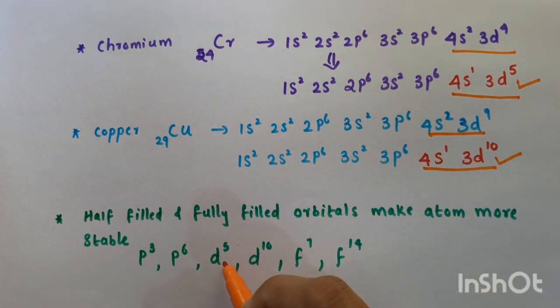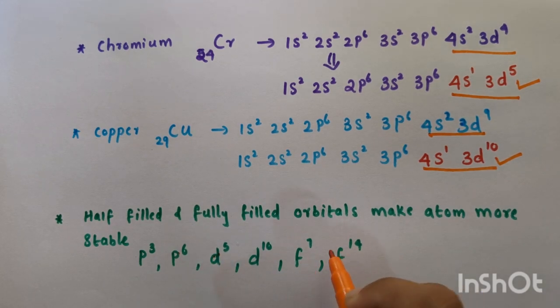Thus, you see p3, p6, half-filled, fully filled. d5, d10, half-filled, fully filled. Then f7, f14, because the f subshell can have a maximum of 14 electrons, so half means 7. These are the configurations which are either half-filled or fully filled, and they are more stable configurations.